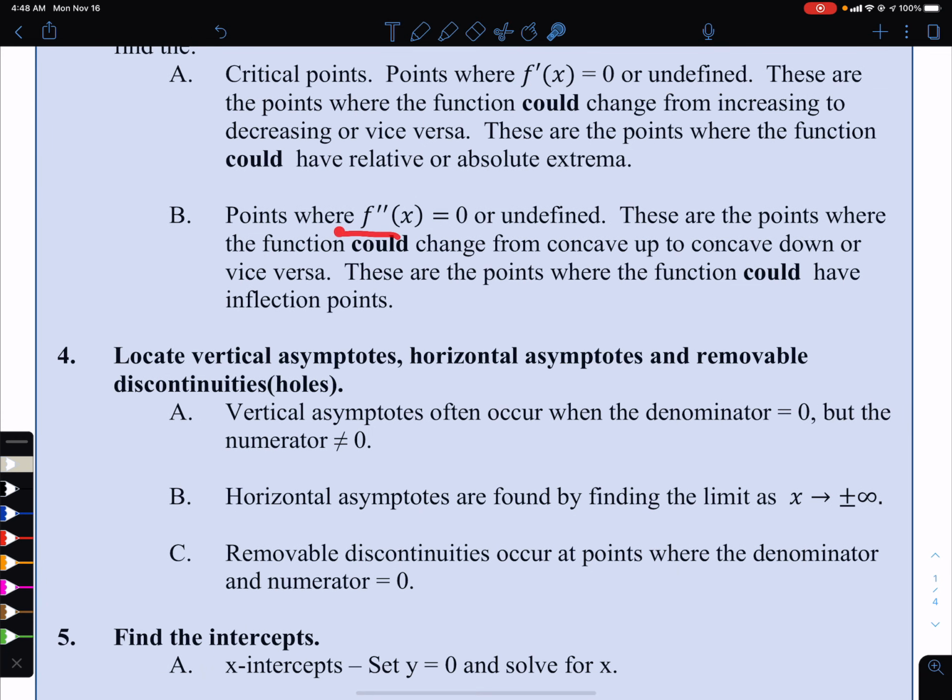Now, where the second derivative is 0 or undefined is analogous to where the first derivative is 0 or undefined. Where the first derivative is 0 or undefined, it represents places where a function can change from increasing to decreasing, right? But on the second derivative, concave up to concave down. And instead of relative extrema, you could have possible inflection points. So it's a similar process, you're just working with a different derivative.